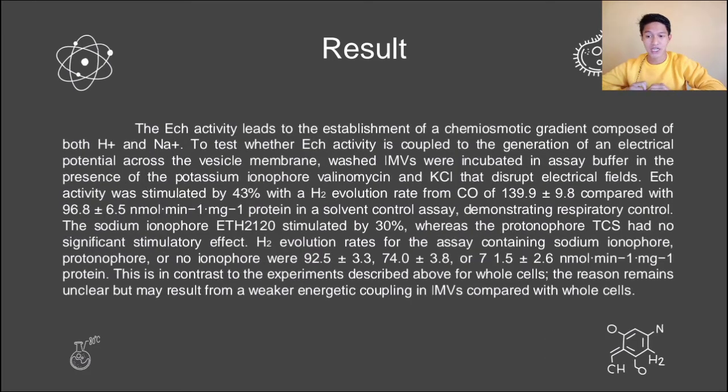The activity of the H complex leads to the establishment of a chemiosmotic gradient that is composed of both hydrogen ions and sodium ions. It is important to test the coupling of H activity to the generation of an electrical potential across the vesicle membrane. And so this was done by incubating washed IMVs in a buffer in the presence of the potassium ionophore valinomycin and potassium chloride, which can disrupt electrical fields.